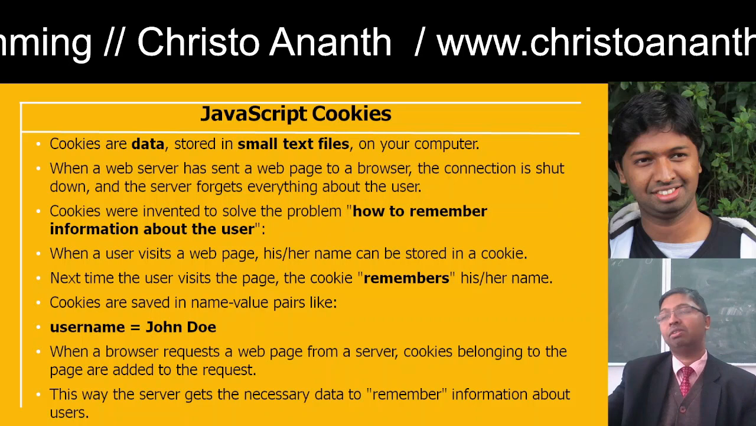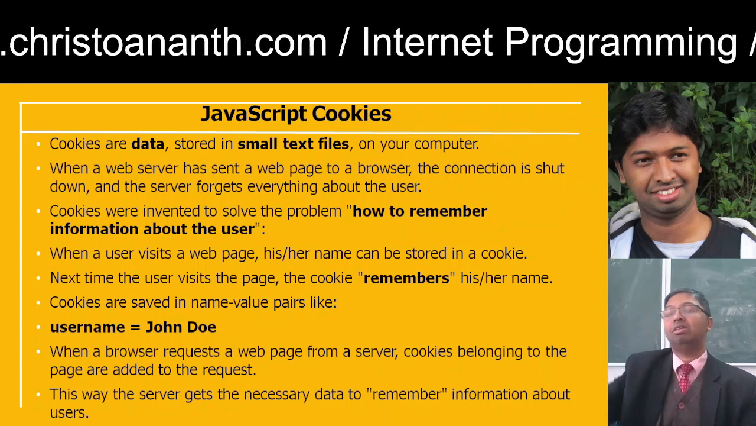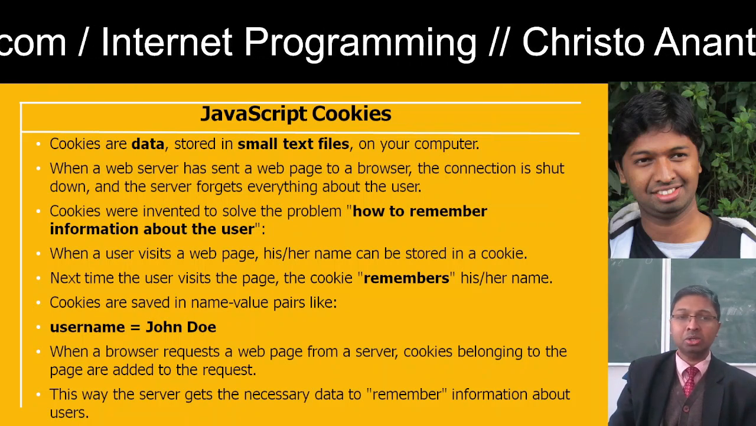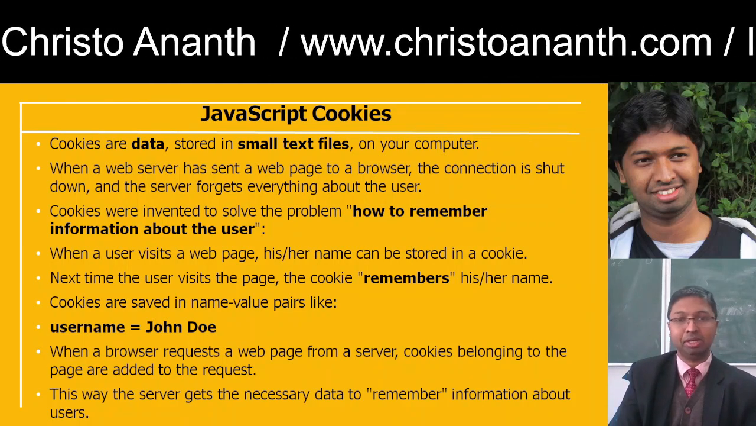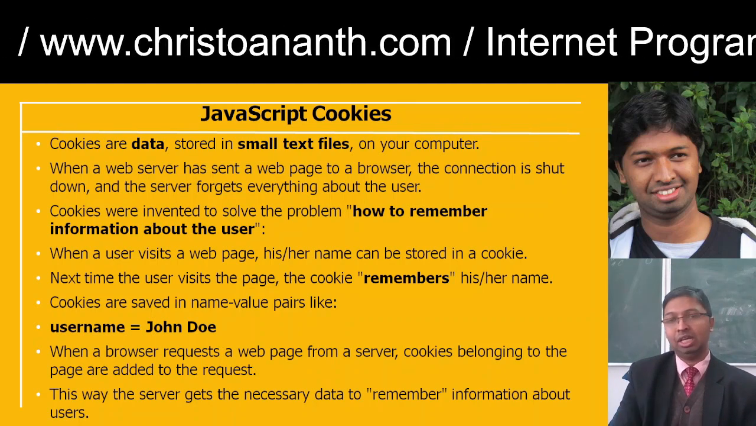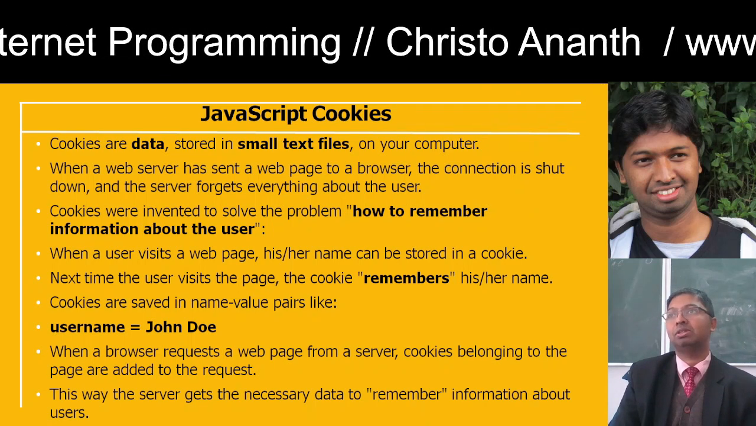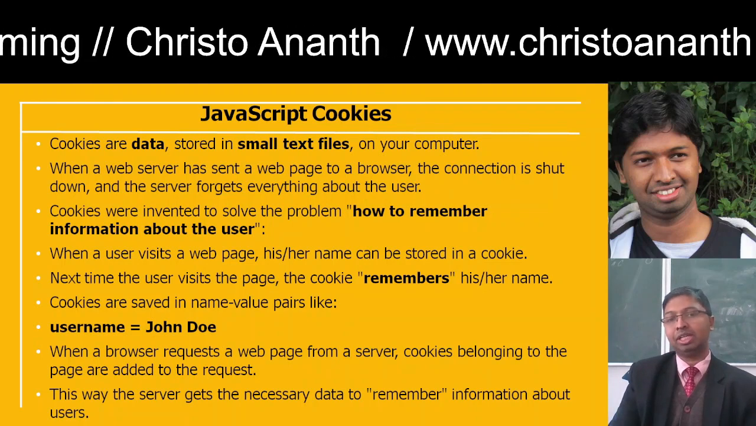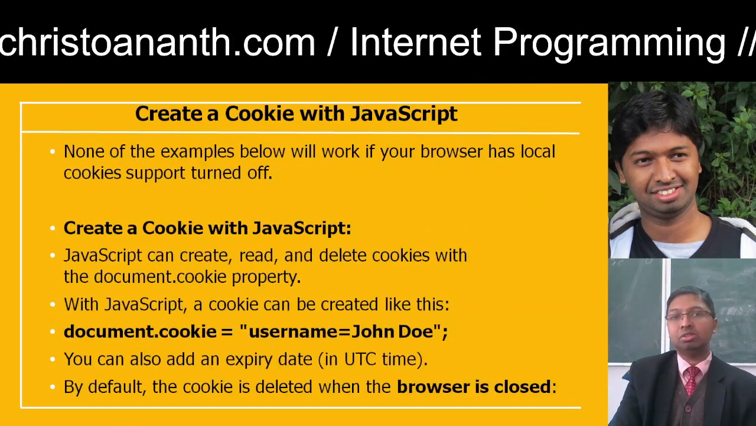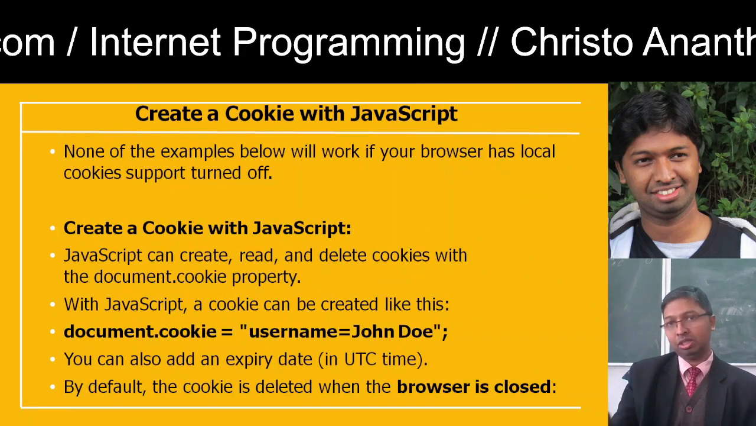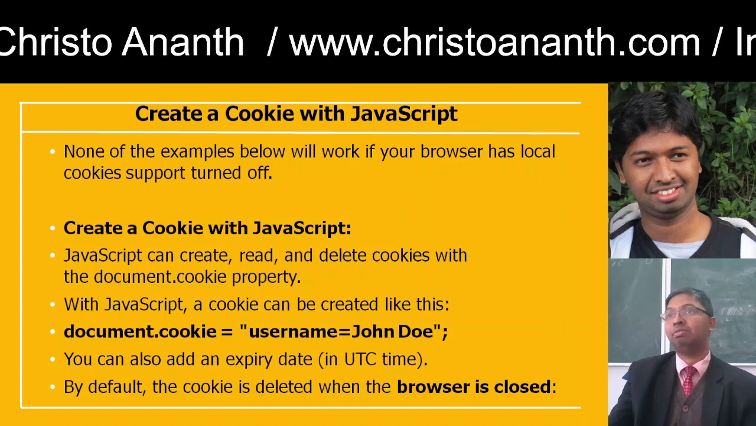Every time you visit a particular website, immediately it will show, do you want to save this password? So that's one way to remember. Cookies are saved in name value pairs, for example username John Doe. Whenever the browser requests a web page from the server, cookies belonging to that particular page are added to that request. This way, the server gets the necessary data to remember the information about the particular user. None of these examples will work if your web browser has local cookie support turned off.